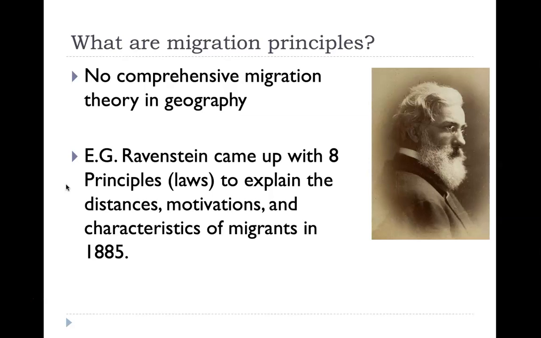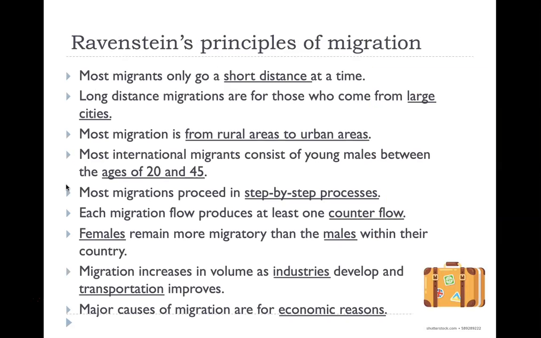All right. There is no comprehensive migration theory, but we do have some principles that a guy named E.G. Ravenstein came up with in 1885, and he's going to talk about some motivations, and then particularly when it comes to the distance that people are willing to and are able to move. So let's take a quick look at these, right?